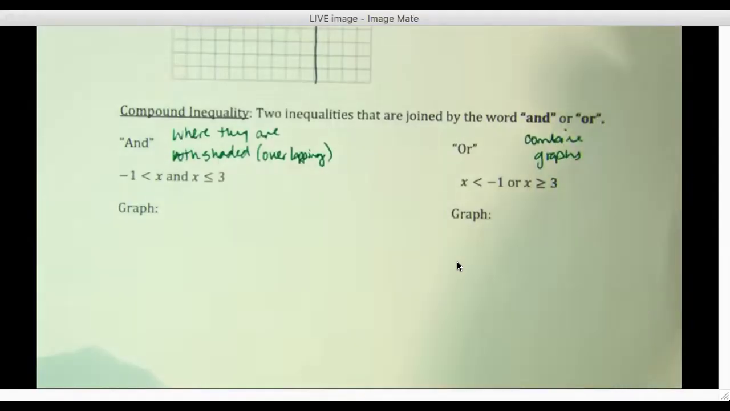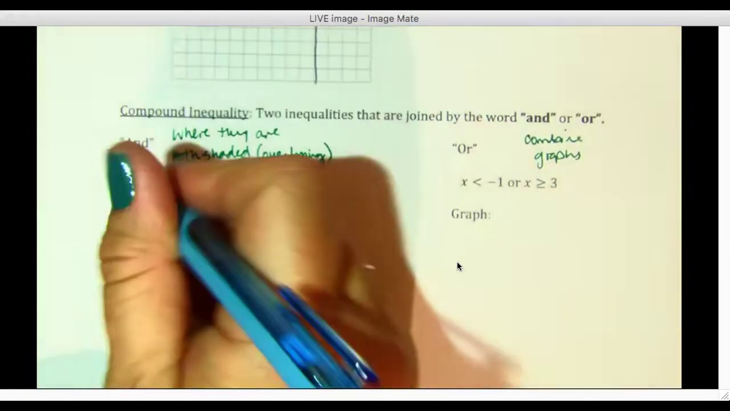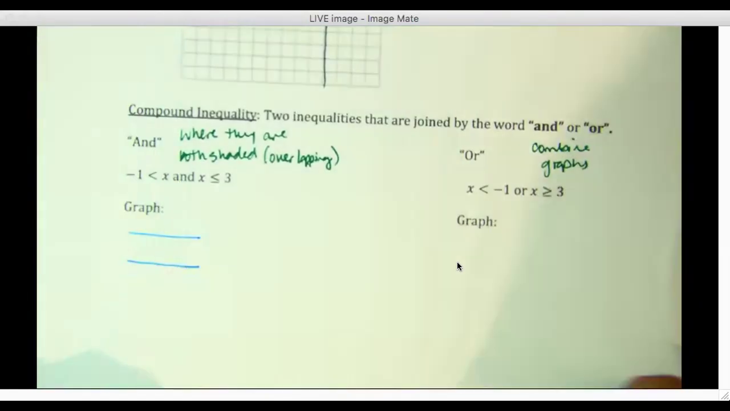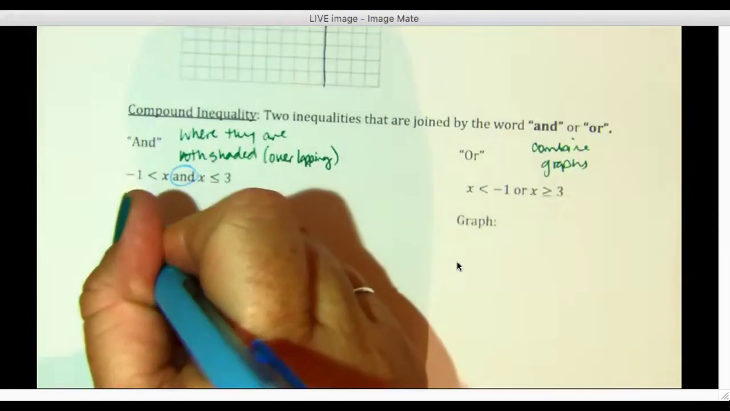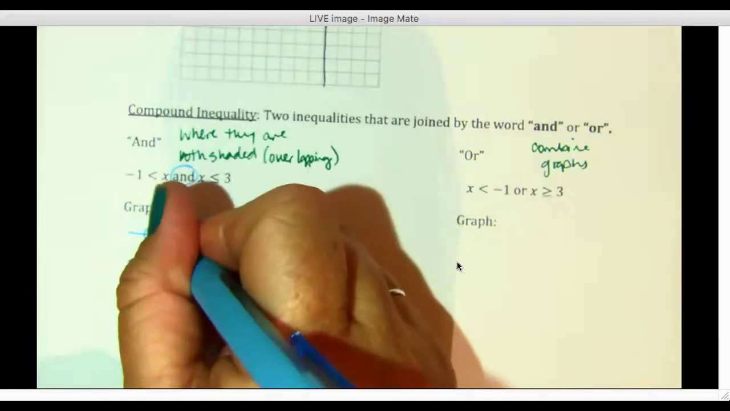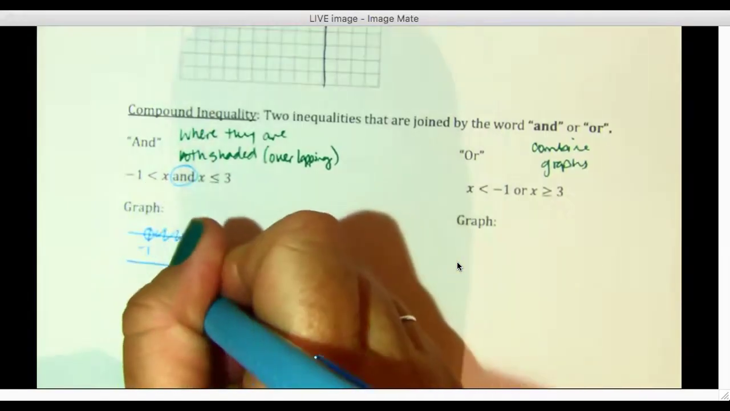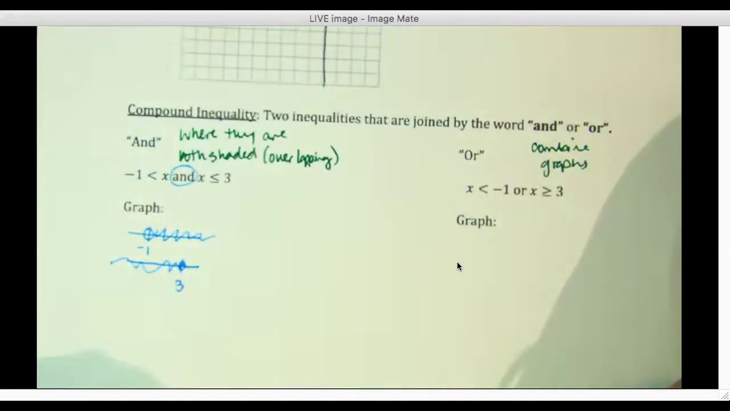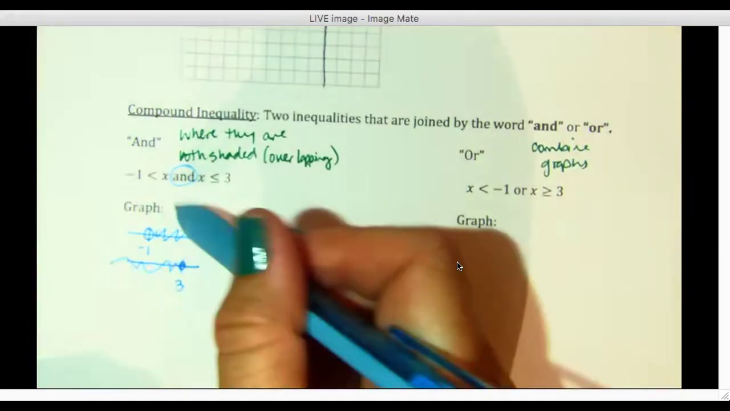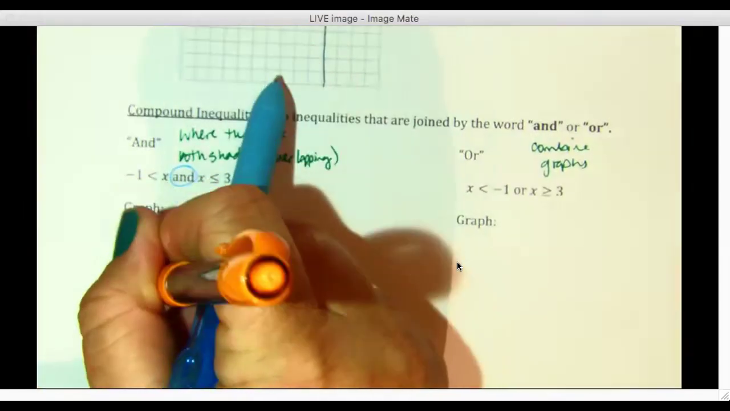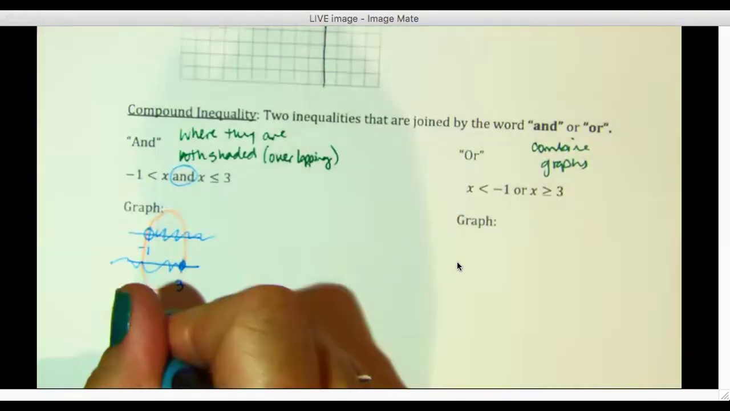So we're going to go ahead and solve these and graph them. Actually, they're already solved for us. We're just going to go ahead and write out those graphs. This is an and inequality. So I have -1, an open dot, and x bigger than that. And then I have x is less than or equal to, so closed dot, 3 and everything less than that. And I want this overlapping area because we want where it satisfies both of them, those and inequalities where both are satisfied.